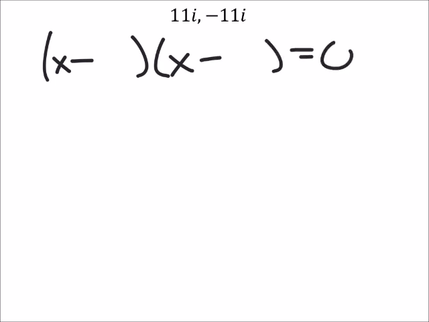So to start off, we've got x minus something and x minus something else is all equal to 0. And our first value is 11i. The second value is negative 11i. So minus that negative is going to make that a plus. So some of you guys know what's happening already.